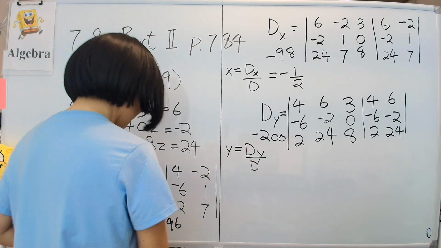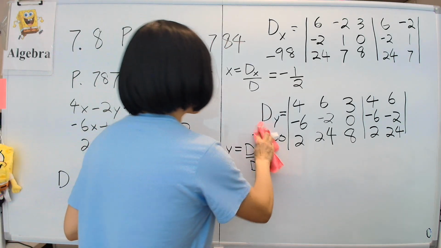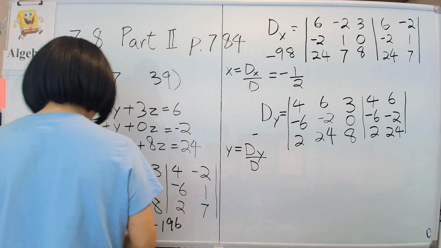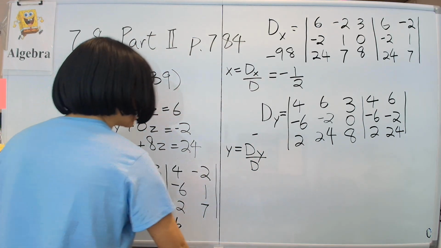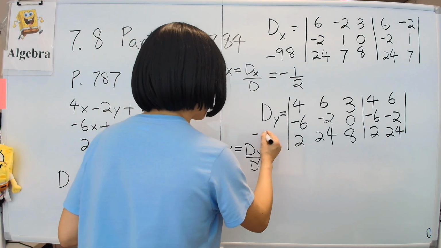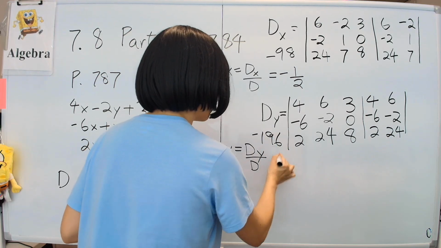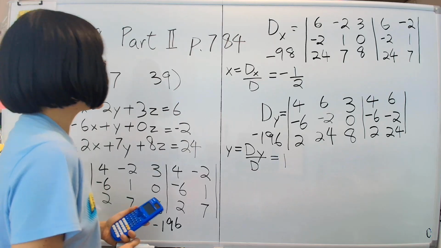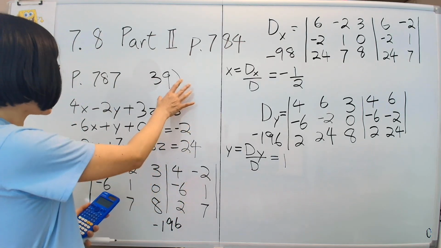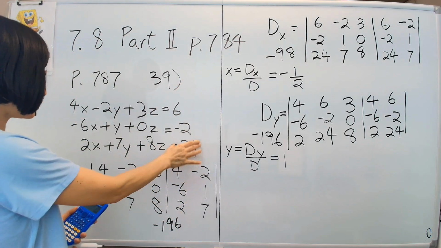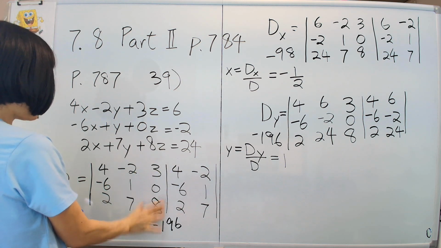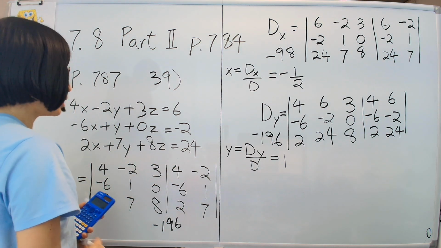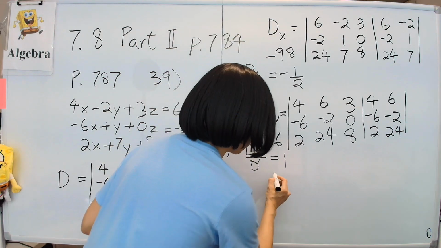So dy is actually negative 196. The same as d, which means that y equals 1. Okay, negative 196. So y is equal to 1. So far so good. Now we just have to do the last one with z, which we're going to take this column and slap it on top of the z column. But otherwise, everything would be the same. Let's see, I'll write it down here.